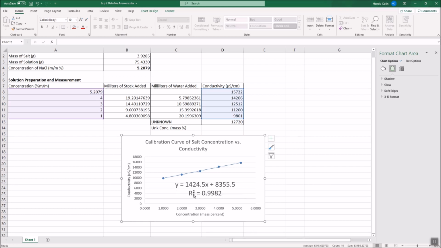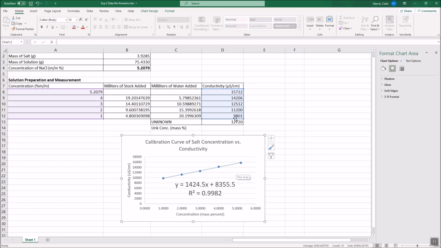One thing I want to note is that the R squared here is 0.9982. In this course, we say that the R squared should be 0.99 or better. So this is closer to 1 than 0.99, so this is better than 0.99. 1 is the ideal value for R squared. What this means is that the curve fits the data well.